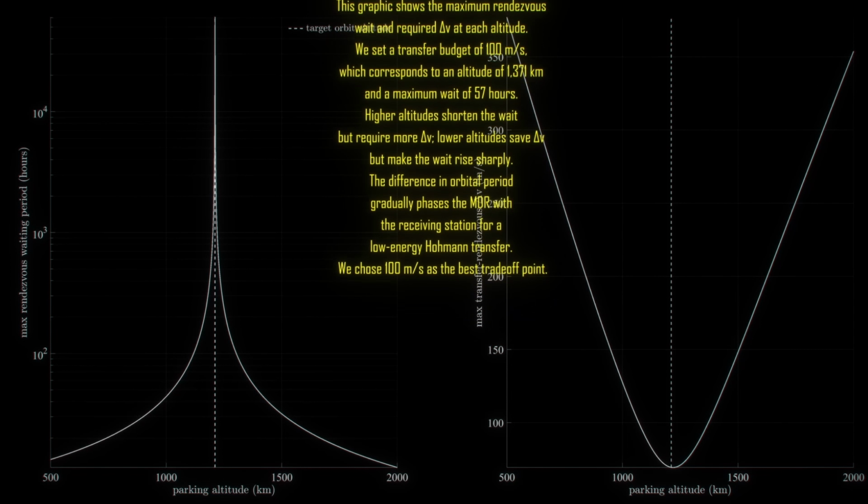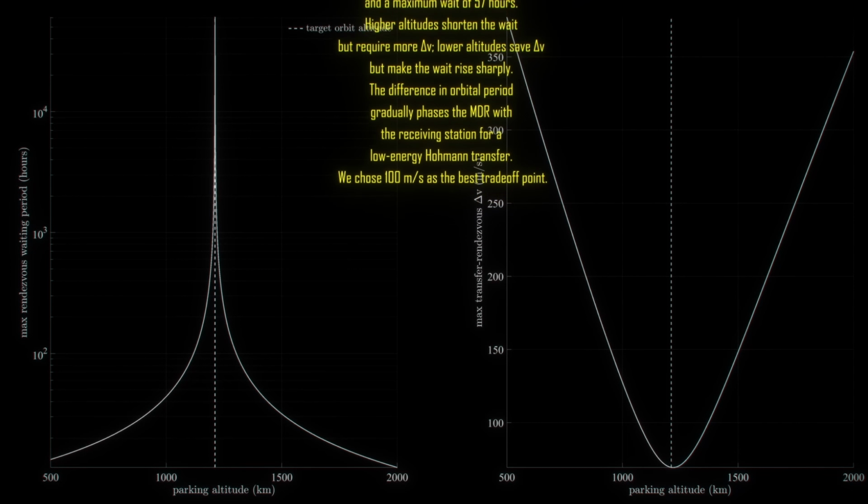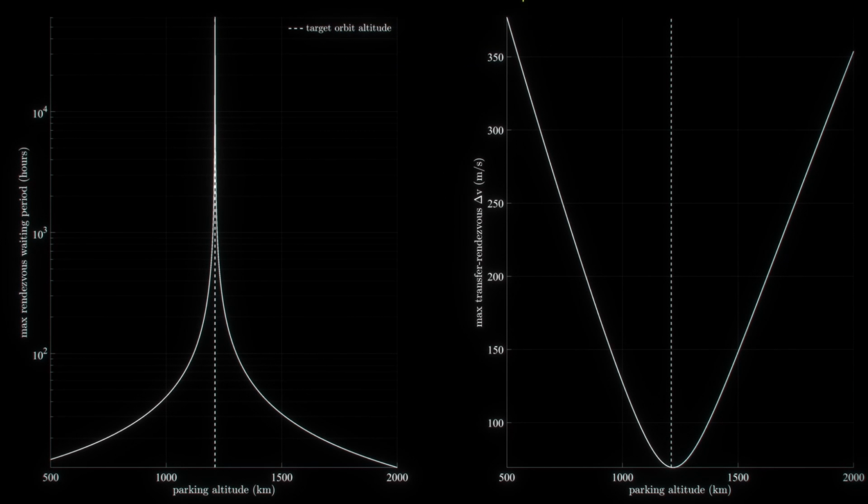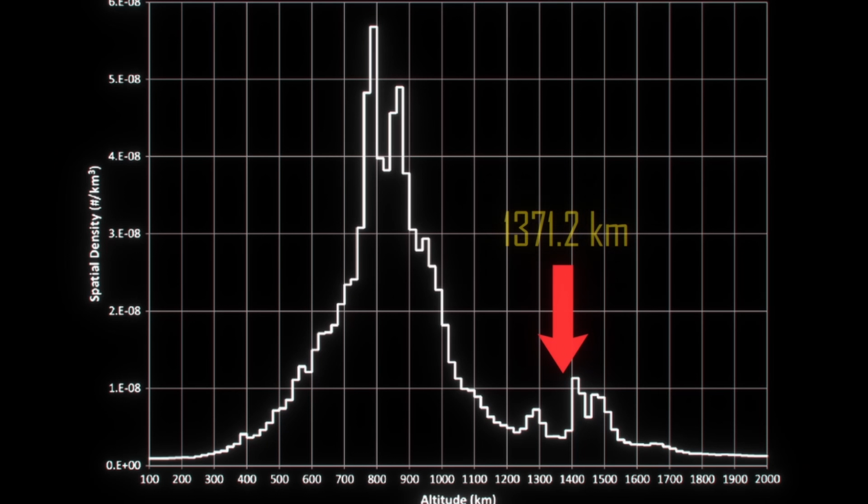To decide the altitude of our parking orbit above our 1211.2 kilometer receiving station, we sampled various orbits for the time and delta V required to phase and rendezvous, but then decided to just draw a line at a flat 100 meters a second to give us a 1371.2 kilometer altitude parking orbit, where we'd only have to wait a maximum of 57.3 hours for the phasing to be right for rendezvous. So it's not like these would have to wait years, it's just a few days before their time comes.